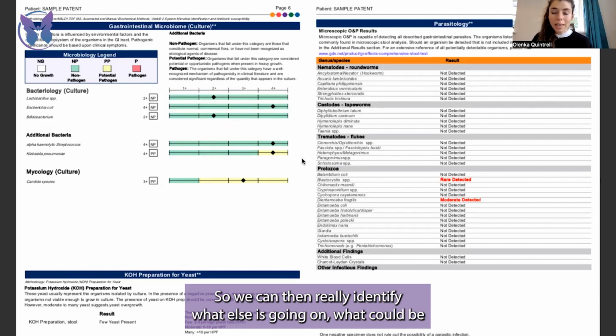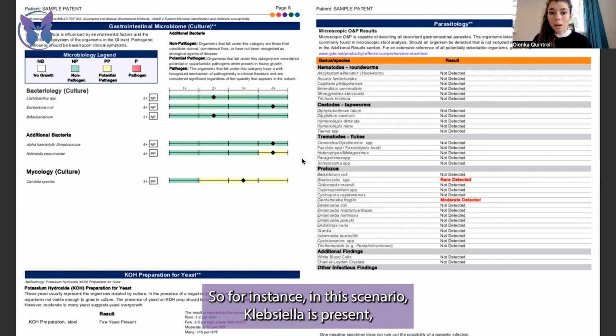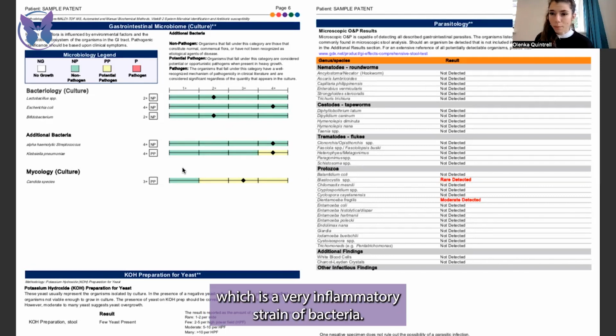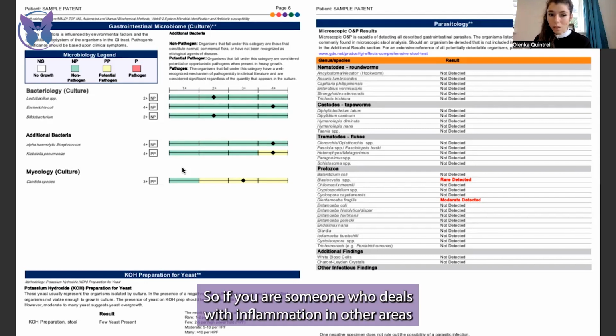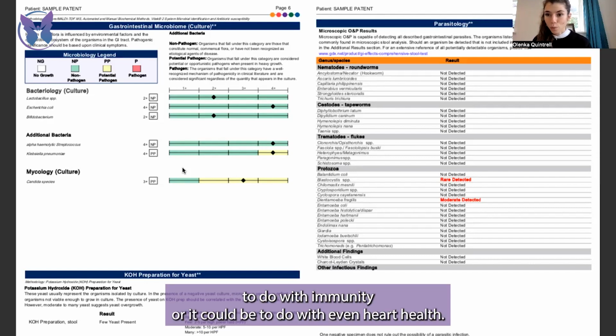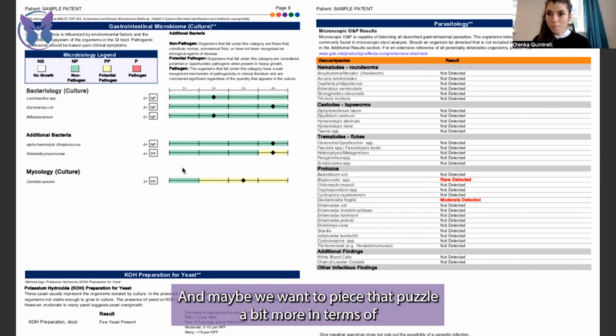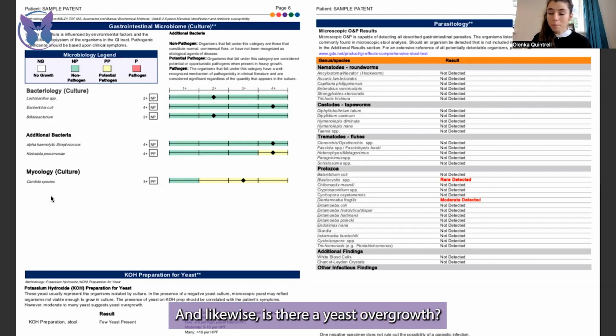So we can then really identify what else is going on, what could be driving symptoms that maybe don't seem gut related in the first place. So for instance, in this scenario, Klebsiella is present, which is a very inflammatory strain of bacteria, especially if it's quite strong. So if you're someone who deals with inflammation in other areas, and that could be anything, to do with immunity, or even heart health, maybe we want to piece that puzzle together: is there an inflammatory bacteria here that could be driving that? Likewise, is there a yeast overgrowth?